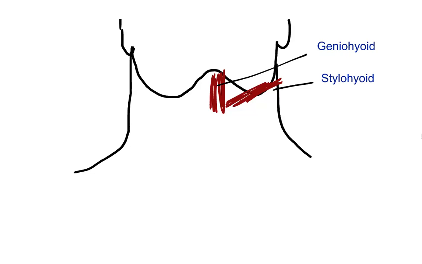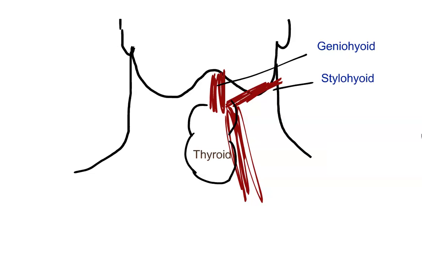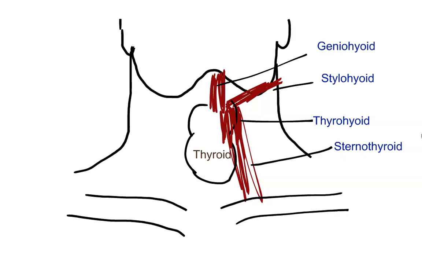There are numerous hyoid muscles of the neck. The geniohyoid, stylohyoid, thyrohyoid, crossing the thyroid gland. The thyrohyoid goes up to here, just on the sternothyroid below it. The sternocleidomastoid, you already know about.